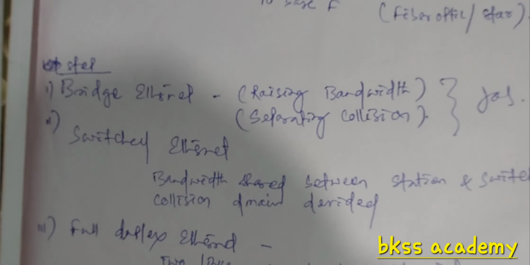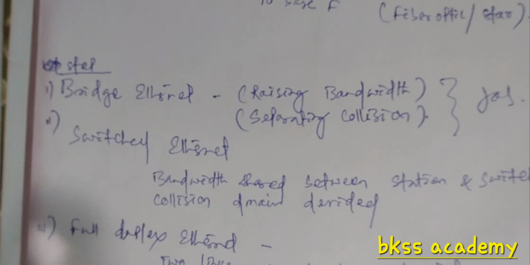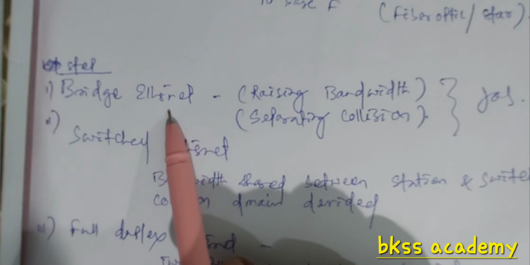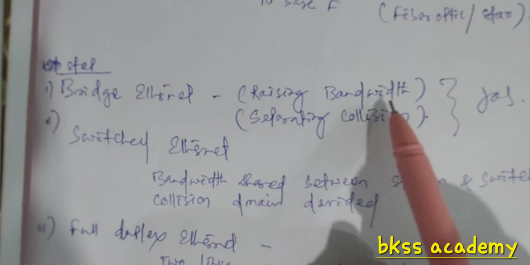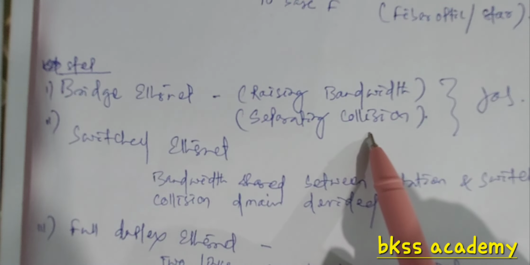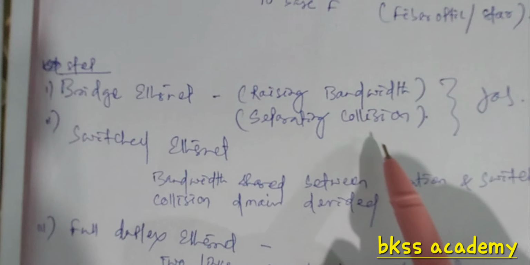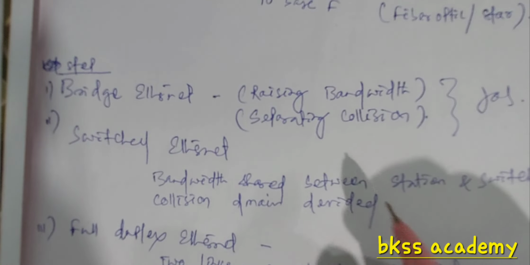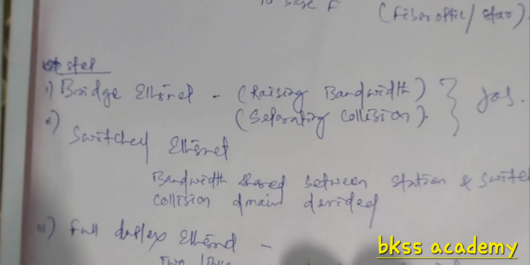Bridged Ethernet: raising bandwidth and separating collision domains. Its main principle is raising bandwidth and separating collisions in communication, so the possibility of data collision is avoided by the bridged Ethernet.